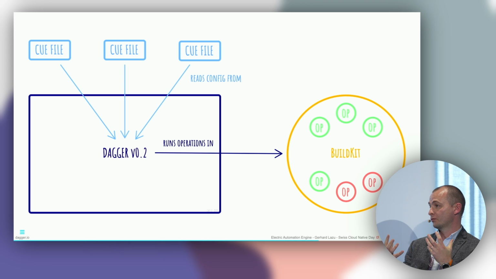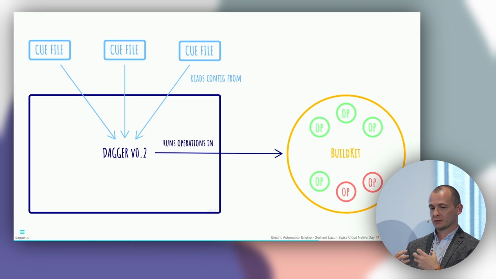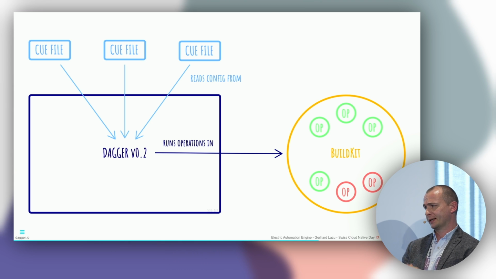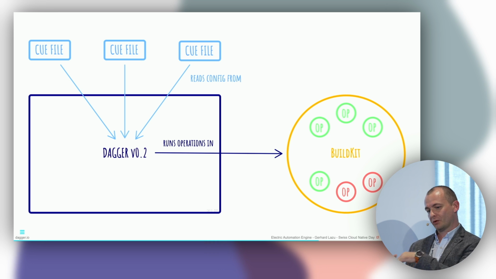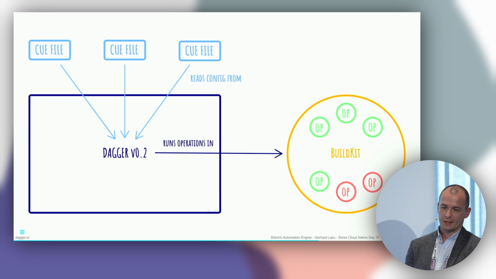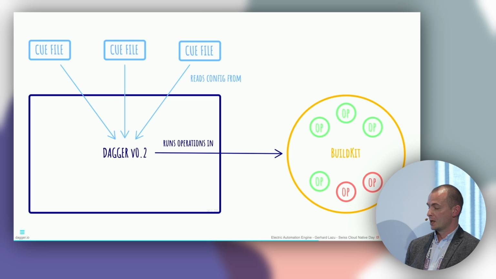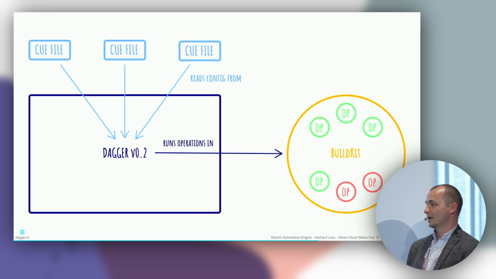And Dagger reads those instructions, it's more like a declaration. People declare their pipelines or their operations in Q files. They get merged, and Dagger runs them as operations in BuildKit. Some people love this. I think, personally, that it's a better approach than YAML, but not everyone enjoys writing Q. It's just a preference thing.